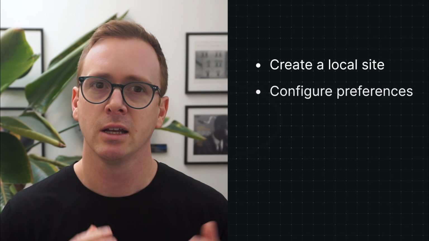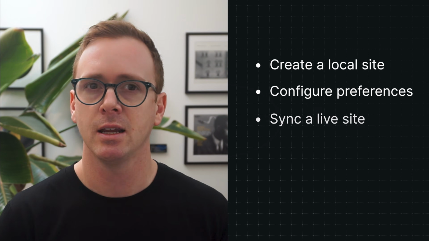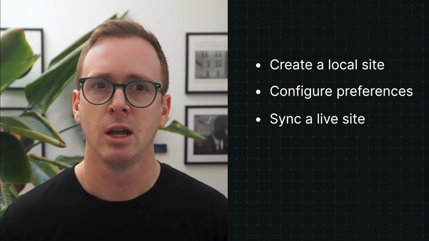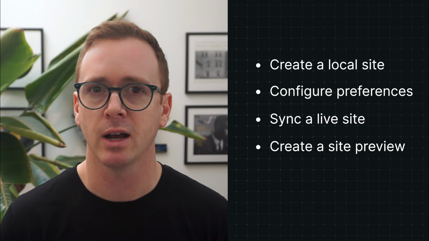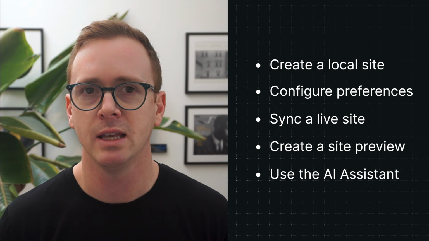Now in the next few minutes you're going to learn how to create a new local WordPress site using Studio, configure Studio based on your own development preferences, sync existing WordPress.com and Pressable sites to Studio so you can work on them locally, create publicly accessible preview copies of your sites to share with colleagues and clients, and learn how to use the AI assistant in Studio. So let's dive in and check it out.